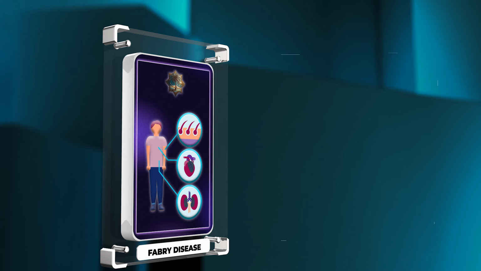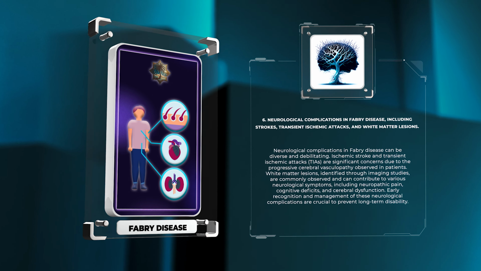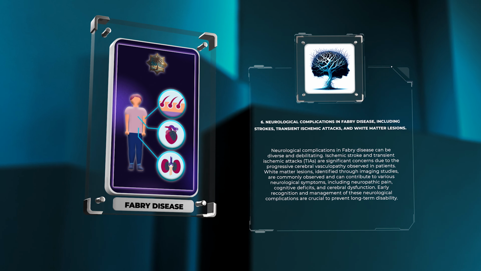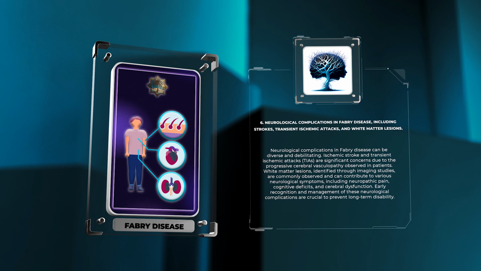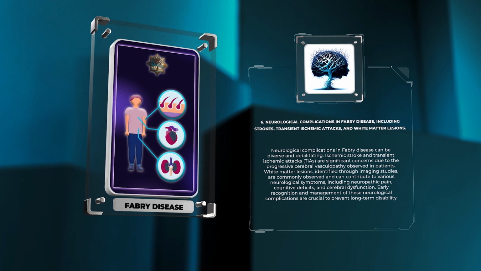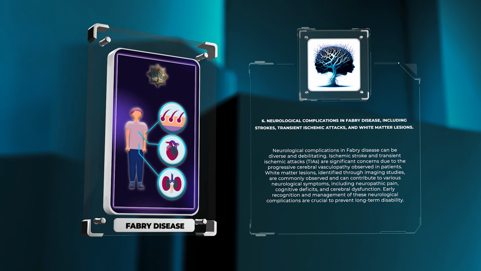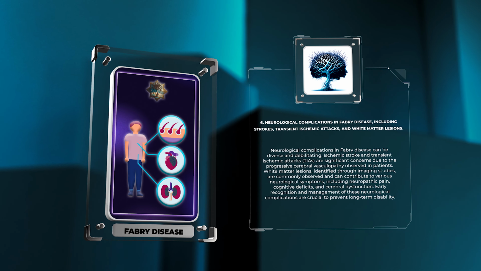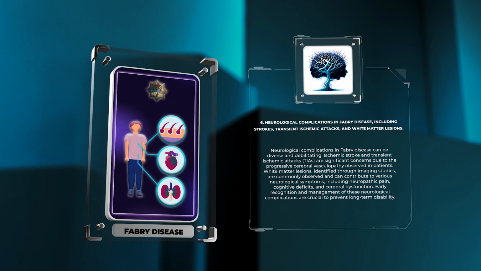Neurological complications in Fabry disease can be diverse and debilitating. Ischemic stroke and transient ischemic attacks, TIAs, are significant concerns due to the progressive cerebral vasculopathy observed in patients. White matter lesions, identified through imaging studies, are commonly observed and can contribute to various neurological symptoms, including neuropathic pain, cognitive deficits, and cerebral dysfunction. Early recognition and management of these neurological complications are crucial to prevent long-term disability.